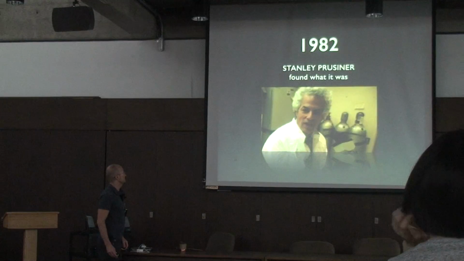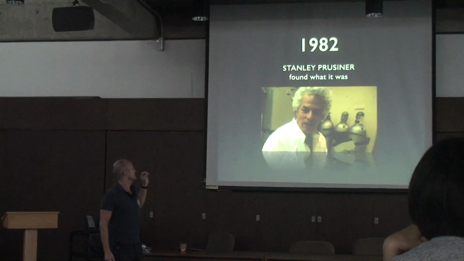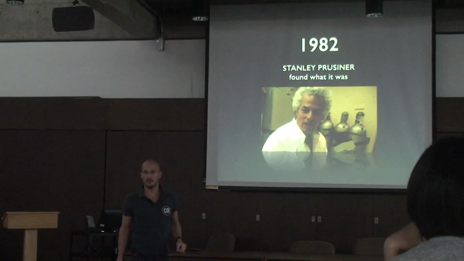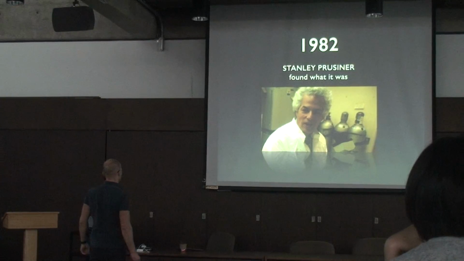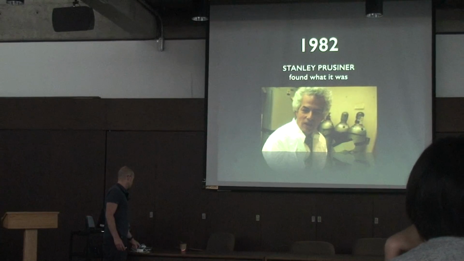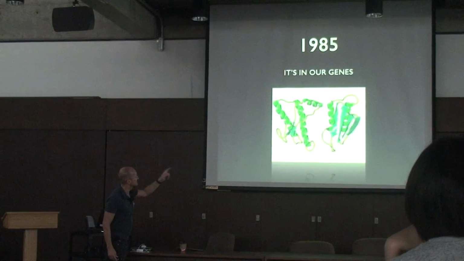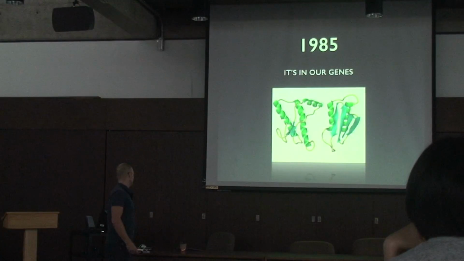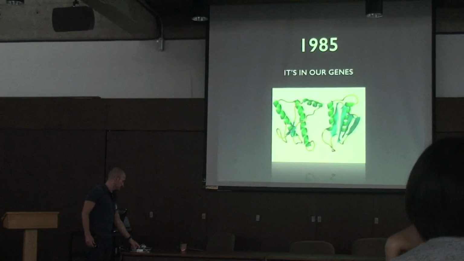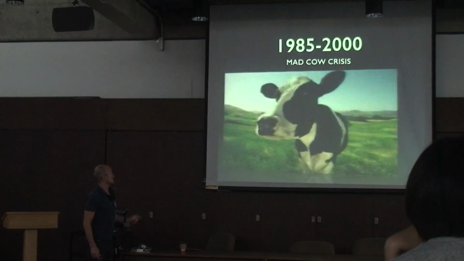And finally, in 1982, Stanley Prusiner, who got the Nobel Prize for that, found what it was. I still don't say what it is. This is what it is. It's in our genes. And if you did some biology, you will see. I will explain later what it is.